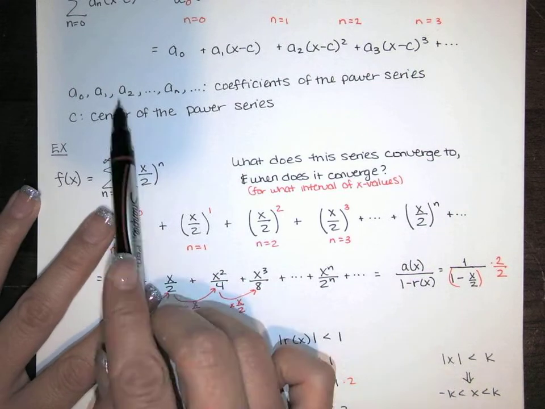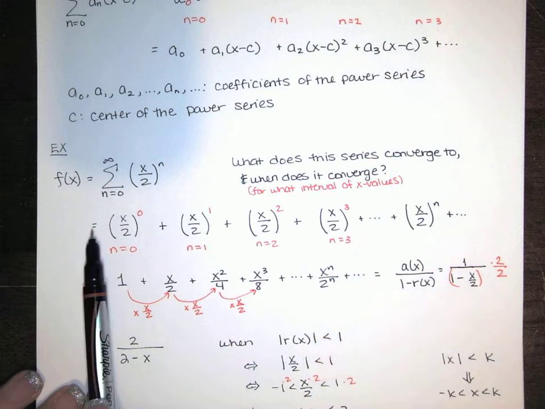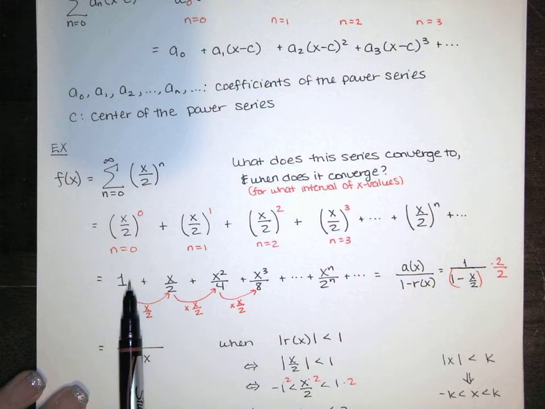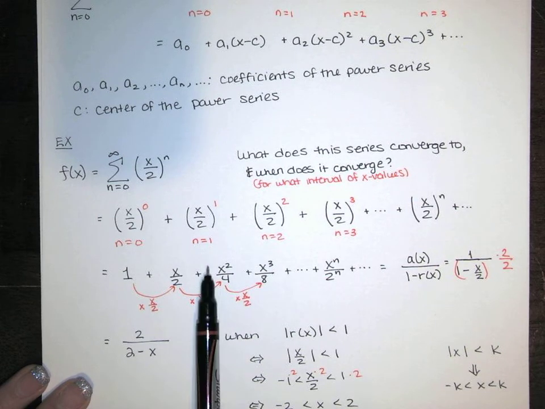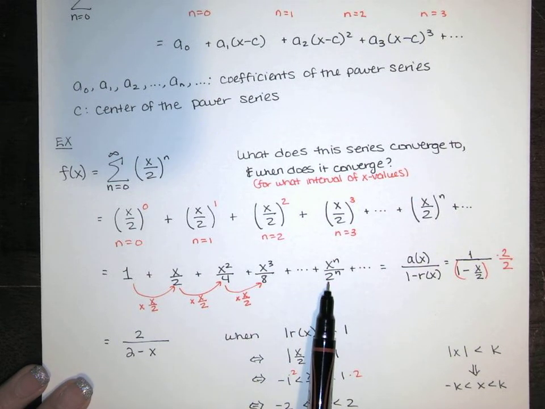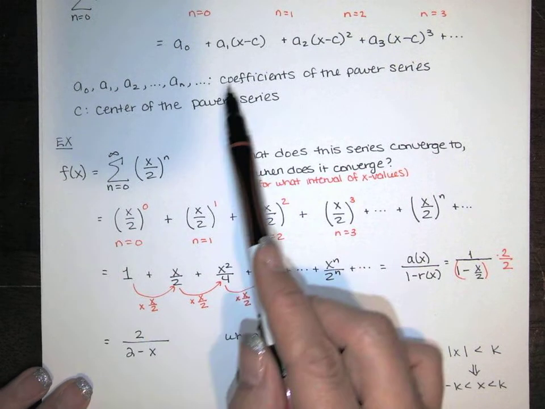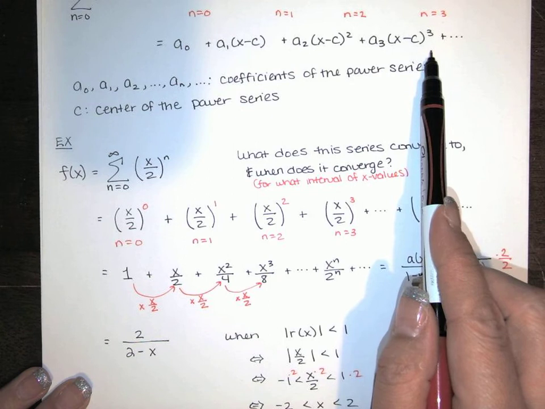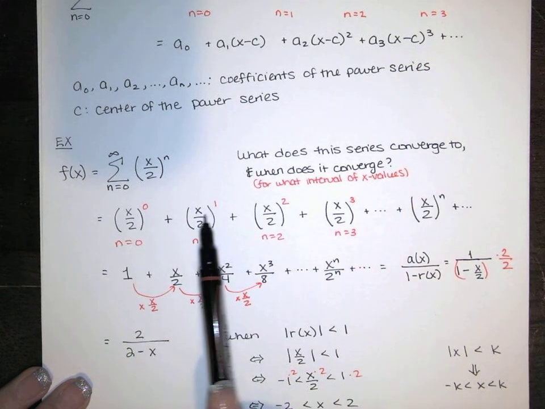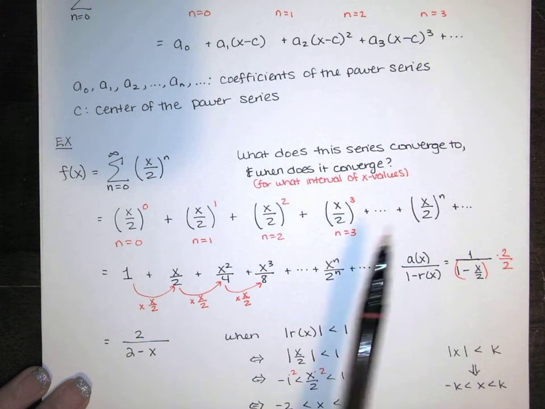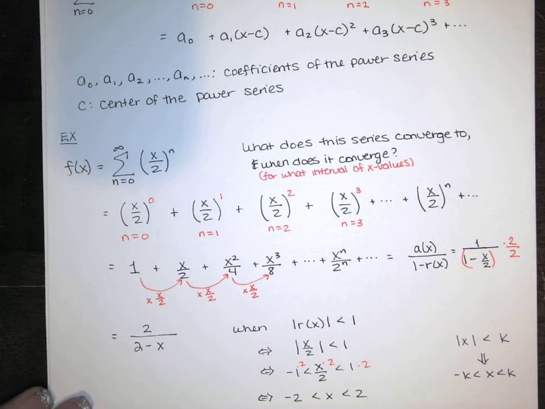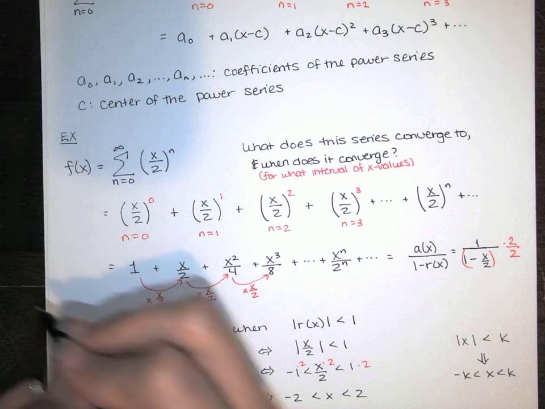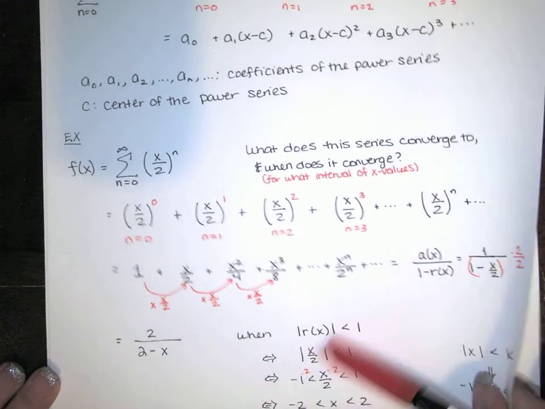Now, earlier we talked about the coefficients of the power series. Well, what are the coefficients? Well, the numbers that I'm multiplying x by are 1, 1/2, 1/4, 1/8, 1 over 2 to the n. Okay, so those are the coefficients of the power series. And the center of the series, that's whatever you're subtracting from the x's in the parentheses. Since we're not subtracting anything from these x's, this is a power series that's centered at x equals 0. Okay, so it's centered at 0.